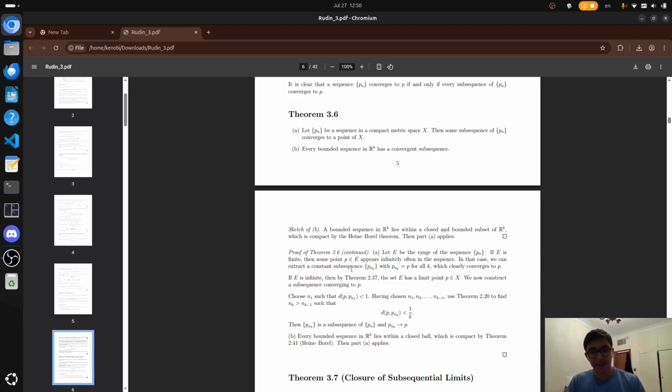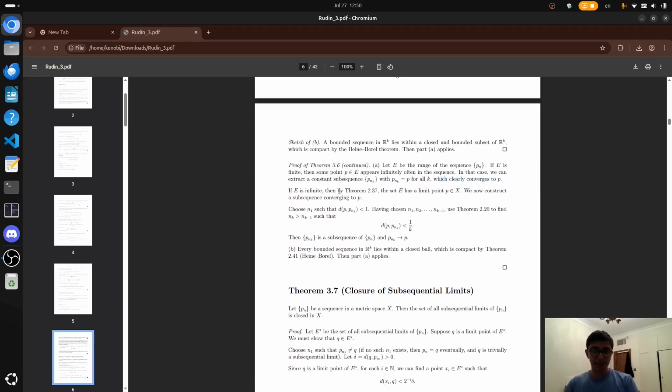In that case, we can extract a constant subsequence p_nk with p_nk equals P for all k, which clearly converges to P. So the strategy is to take a constant subsequence, which we know will definitely converge. If E is infinite, then by theorem 2.37, the set E has a limit point P in X. We now construct a subsequence converging to P.